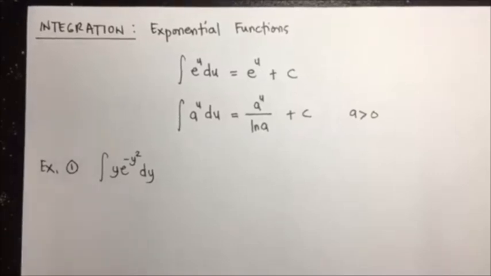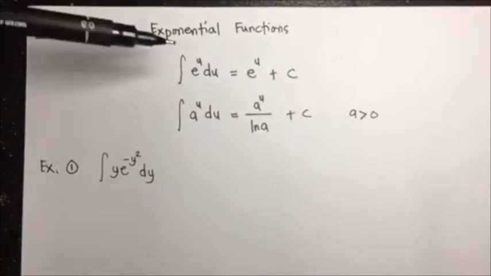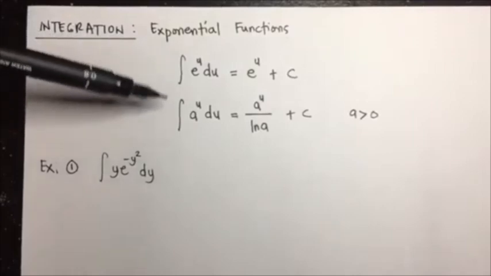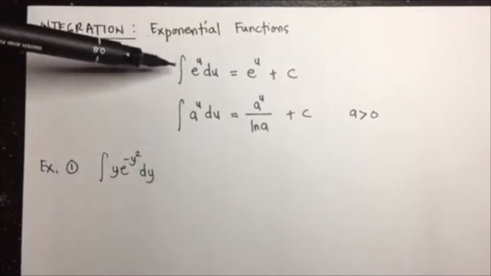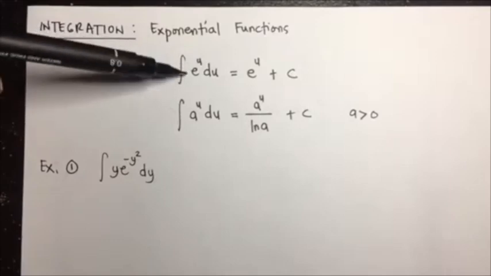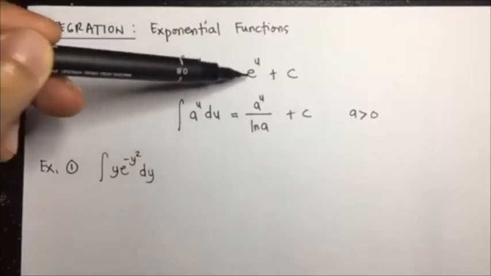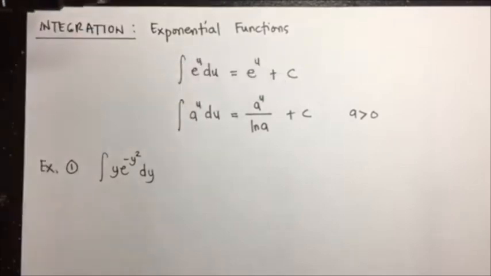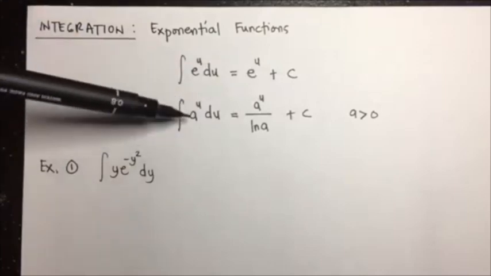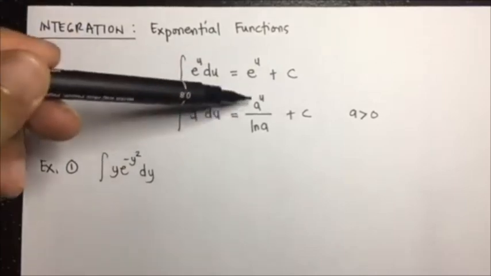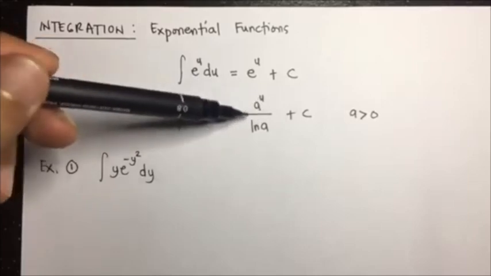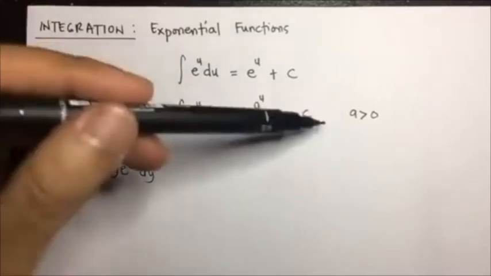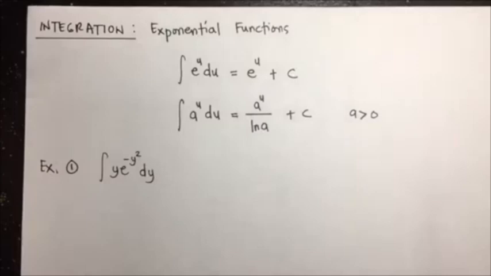So hi, in this video, we will be discussing the integration formula for exponential functions. All we have to remember are these two very simple formulas. You have the integral of e to the u du is equal to e to the u plus c, and the integral of a to the u du is equal to a to the u over ln of a plus c, where a is greater than 0.